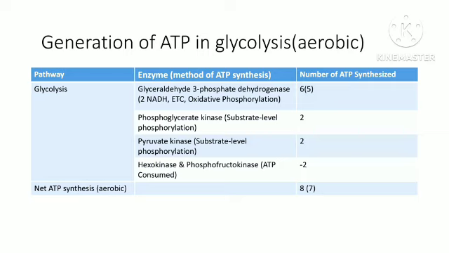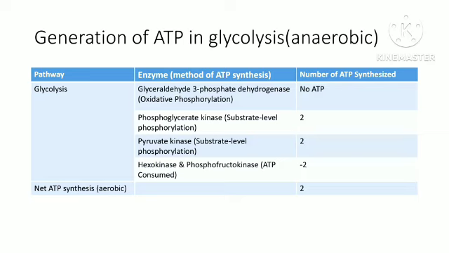Generation of ATP in glycolysis, anaerobic. Pathway, enzyme, method of ATP synthesis, number of ATP synthesized. Glyceraldehyde 3-phosphate dehydrogenase: no ATP. Phosphoglycerate kinase: substrate-level phosphorylation, 2 ATP. Pyruvate kinase: substrate-level phosphorylation, 2 ATP. Hexokinase and phosphofructokinase: 2 ATP consumed. Net ATP synthesis, anaerobic: 2 ATP.